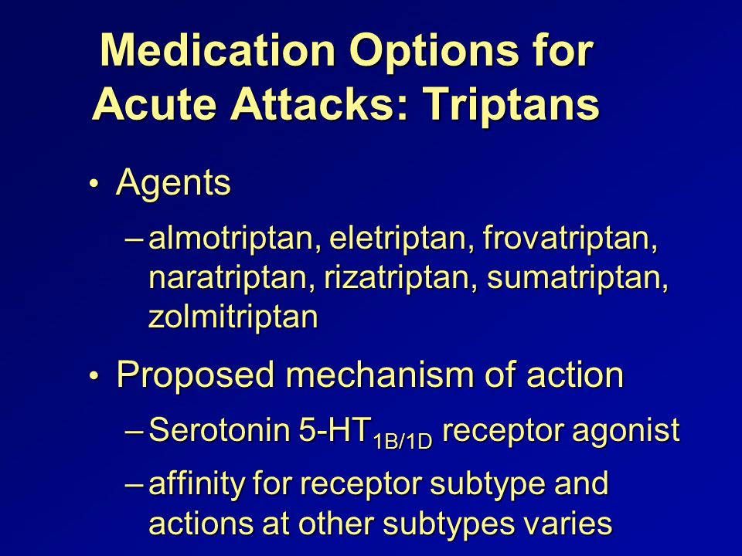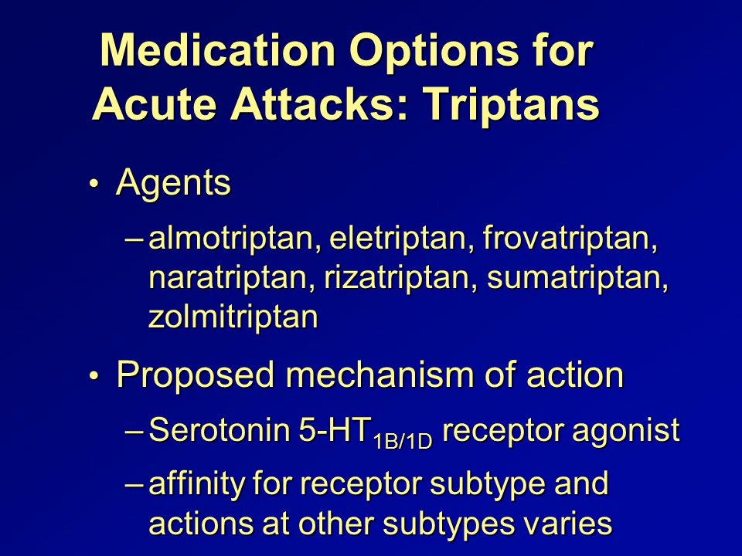Moving on to the next class of medications used to treat acute attacks of migraine headaches, the triptans have been shown to be effective and have gained significant popularity in the treatment of this condition. The agents in this class of medications are all available by prescription only and include almotriptan, eletriptan, frovatriptan, naratriptan, rizatriptan, sumatriptan, and zolmitriptan.